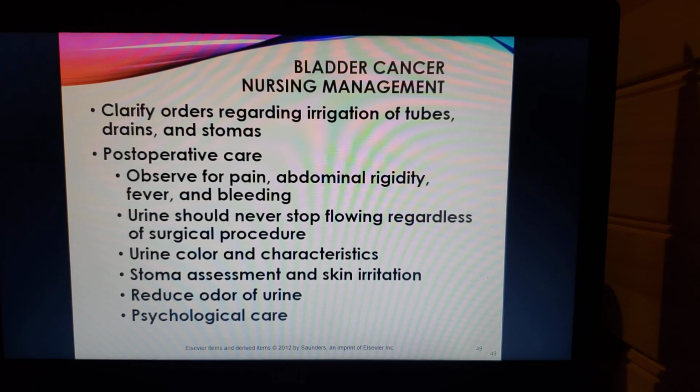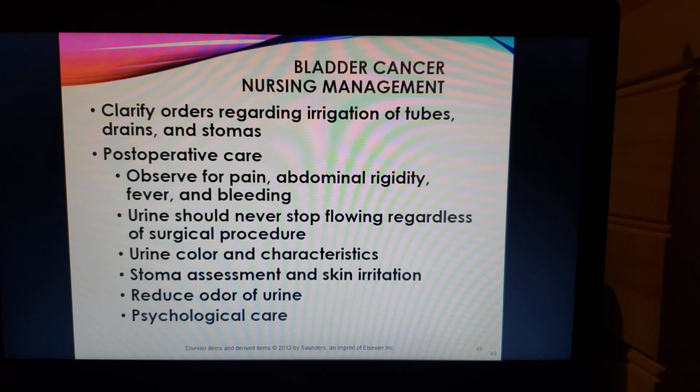Nursing management for your patient with bladder cancer. You want to clarify orders if there are orders for irrigation of the tubes, drains, or stomas. You want to observe for pain postoperatively. Monitor the abdomen for rigidity. Monitor for fever and bleeding. Urine should never stop flowing regardless of the surgical procedure, so you want to monitor the output and color and characteristics.